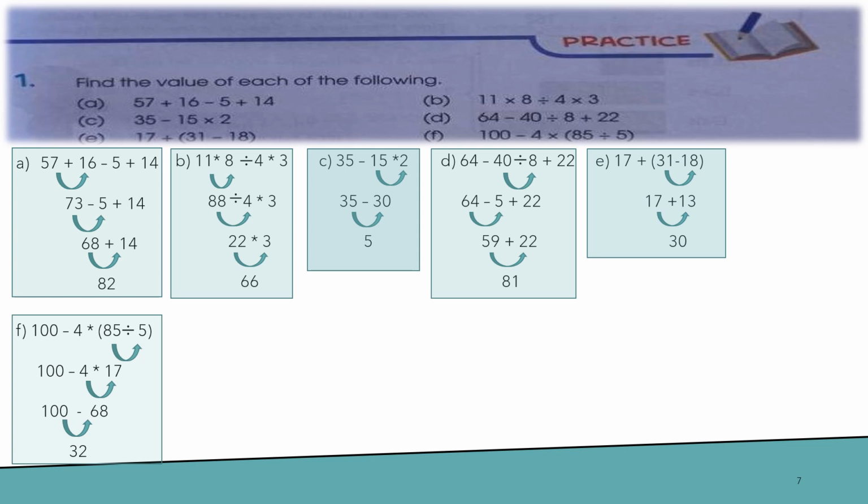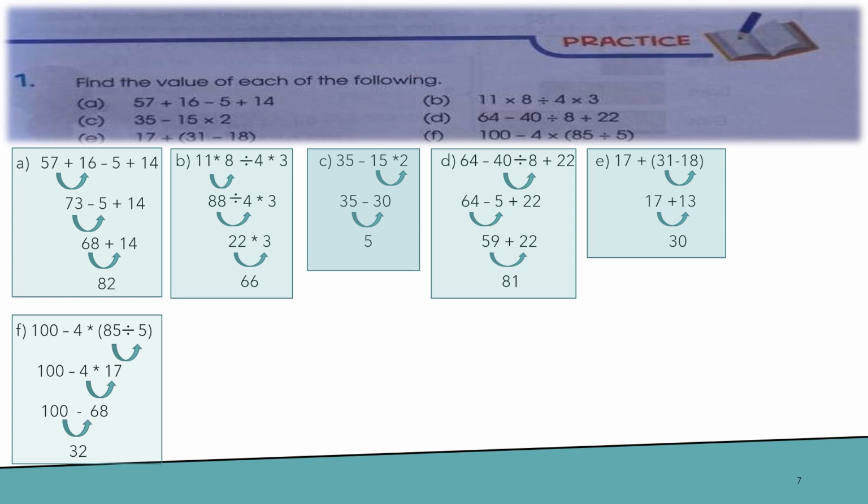So solving from left to right, we have 73 minus 5 plus 14. Now 5 is going to be subtracted from 73, and 73 is the resultant of 57 plus 16. And after subtracting 5 from 73, we have 68, which is going to be added to 14, and the resultant is 82. In part B, we have 11 multiplied by 8 divided by 4 multiplied by 3.